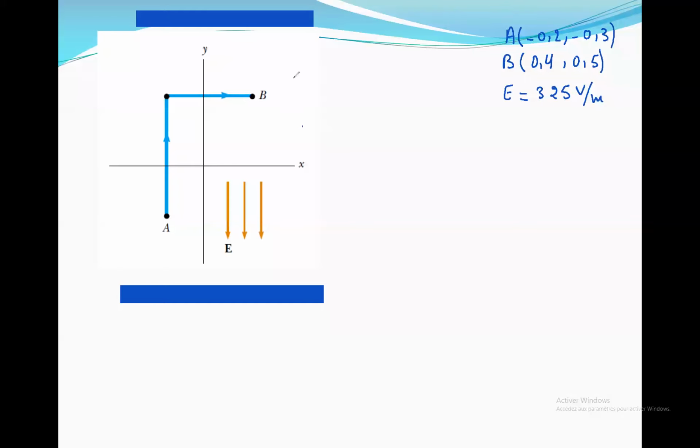Okay, we come back to our problem. Here, we have the path directly between A and B. It's delta VAB. And you have A, C, CB. So delta VAB equals delta VAC plus delta VCB. I ask you to find delta VAB through the path delta VAC plus delta VCB.